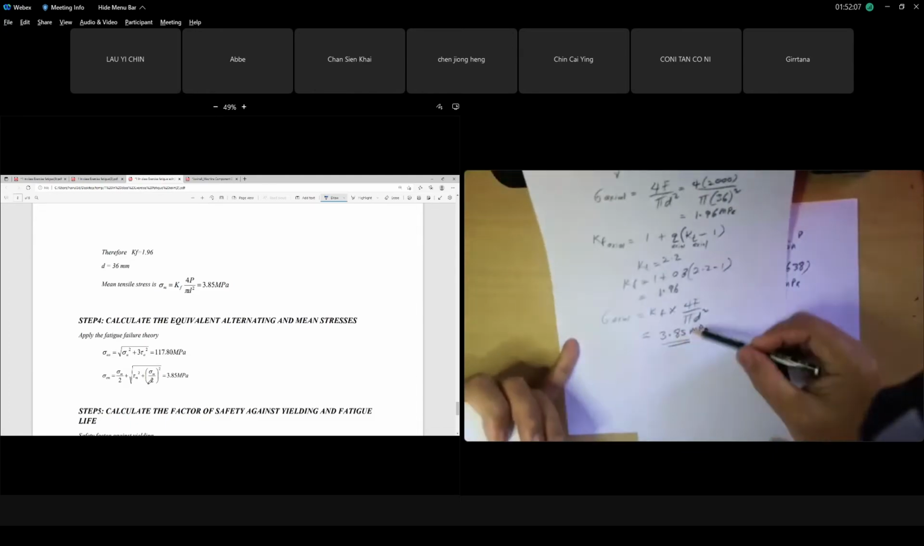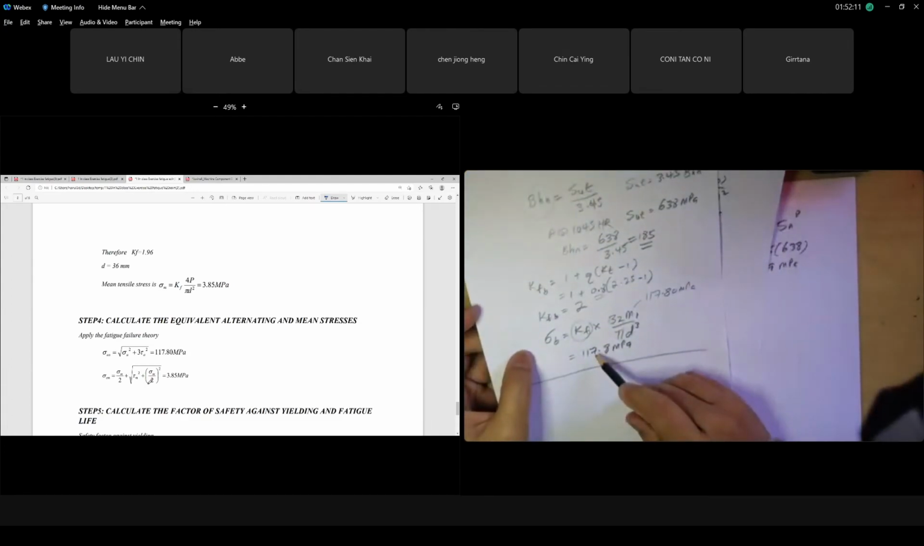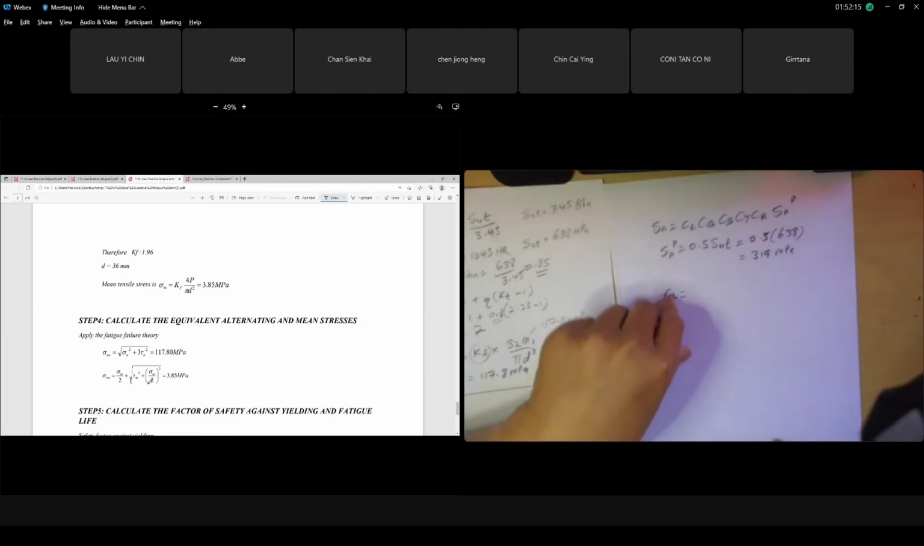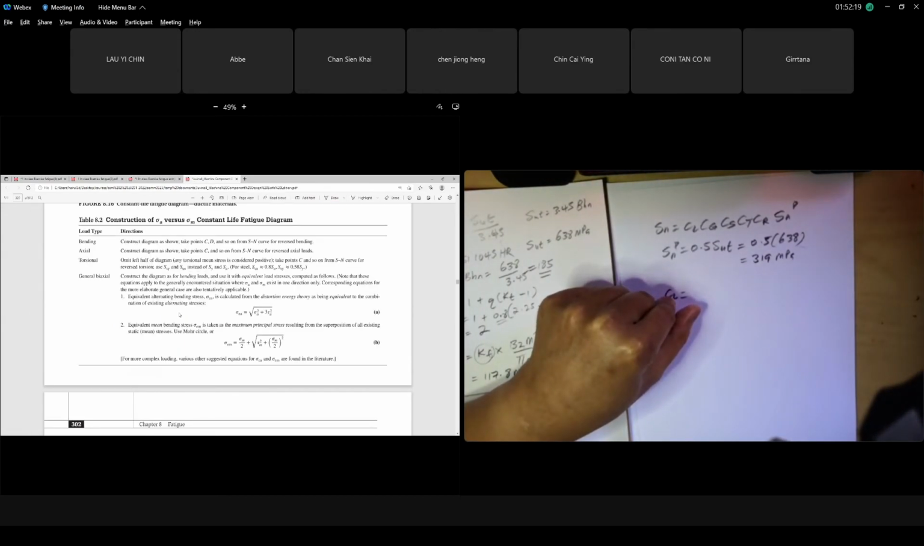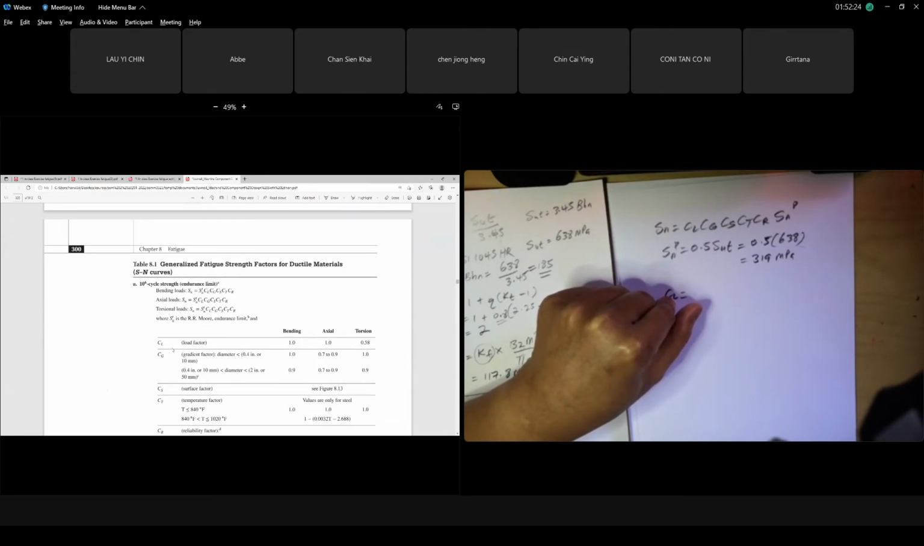Axial is 3.85 kN, but bending is much bigger. Bending is 1. You mean bending governs. Bending governs, so we need to find the load factor. Where is the load factor? In your textbook, look at Table 8.1. Can you see the load factor for bending?